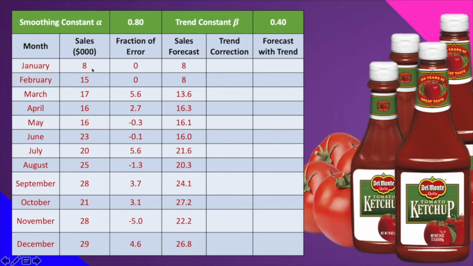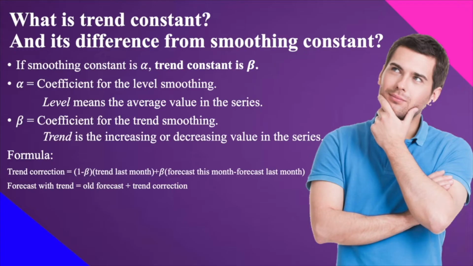Actually, I have here the given sales and the computed fraction of error together with the sales forecast. We have computed these using exponential smoothing on the previous topic. If you haven't learned the previous topic yet, it's better to watch it first. So we have here again sales, fraction of error, and sales forecast. For now, these are given, but these two columns are actually computed based on exponential smoothing. What we are going to do now is compute the trend correction and the forecast with trend. Again, the formulas for these two columns are these, trend correction and the forecast with trend.